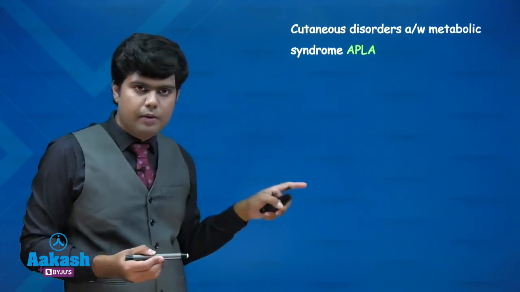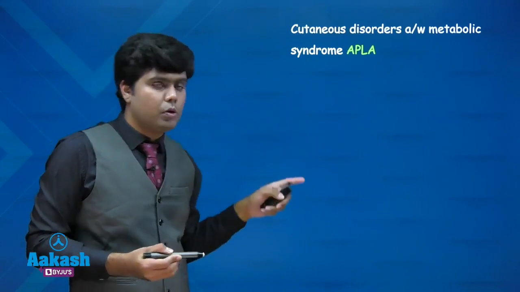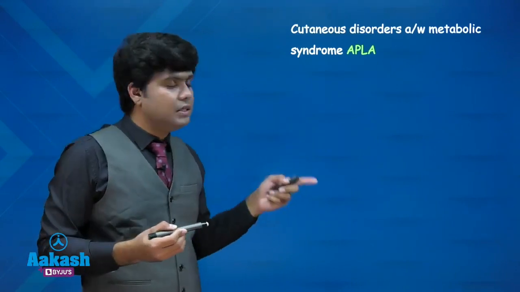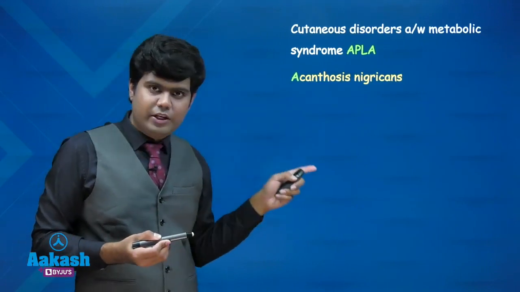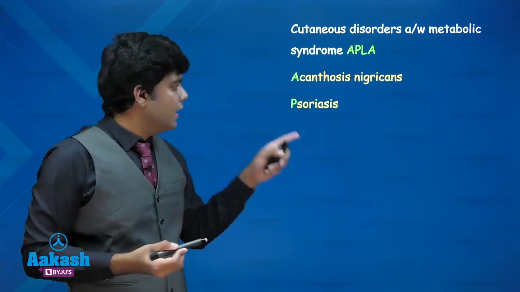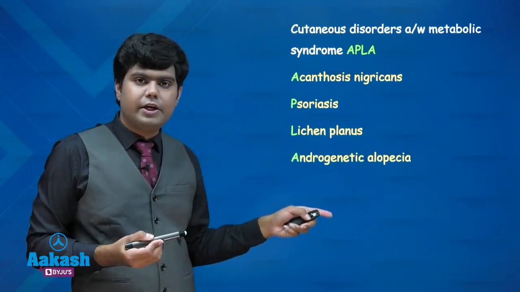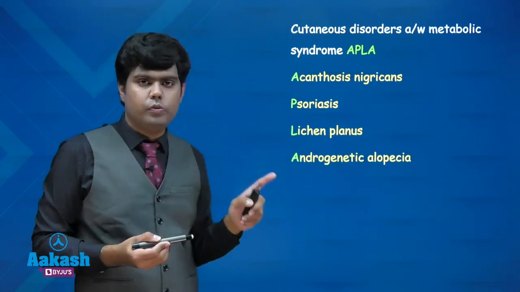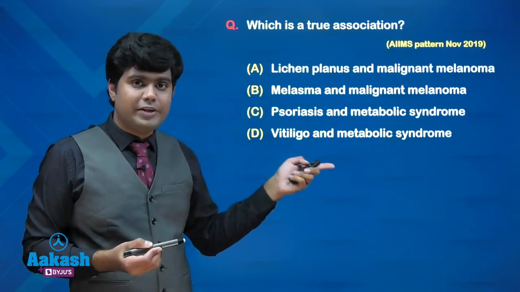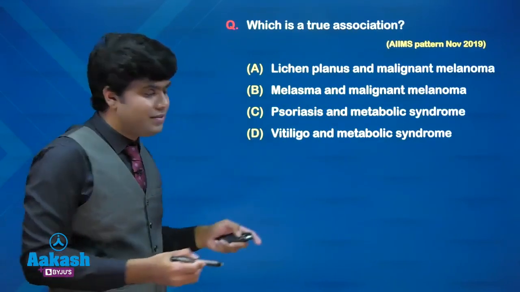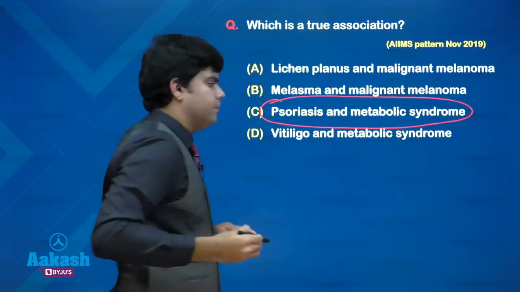The mnemonic is APLA. So disorders in dermatology that are associated with metabolic syndrome are by the mnemonic APLA. A for acanthosis nigricans, P for psoriasis, L for lichen planus, and A for androgenic alopecia. So these 4 disorders you should know. Mnemonic is APLA, right? So now you can tell me the answer. Answer is psoriasis and metabolic syndrome, right? Easy.